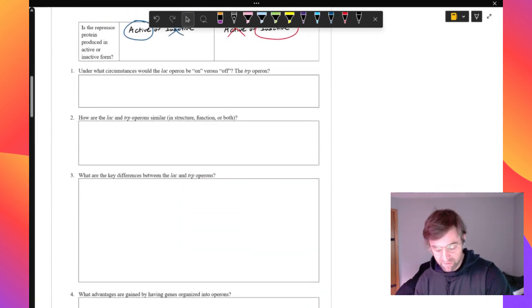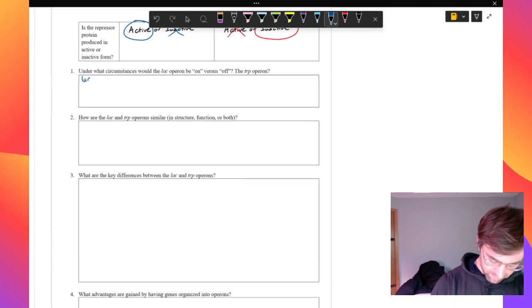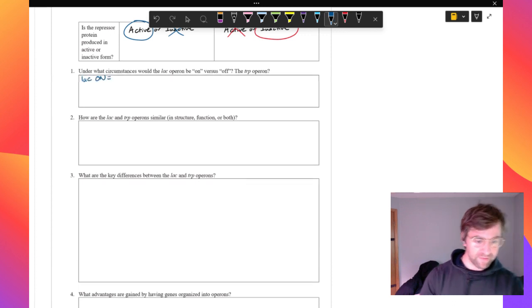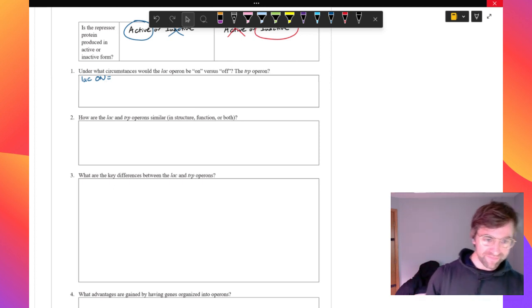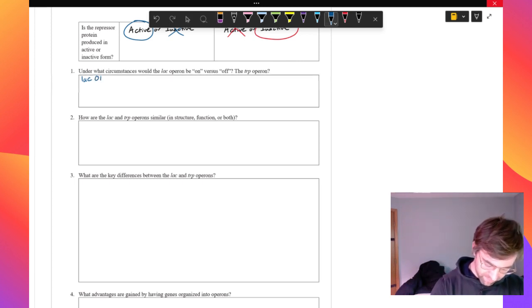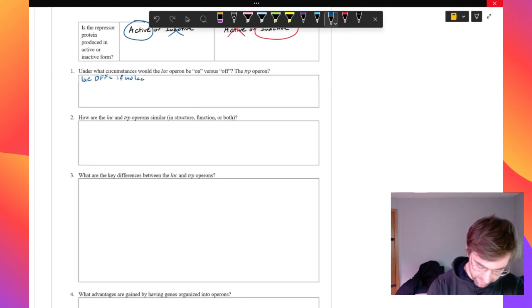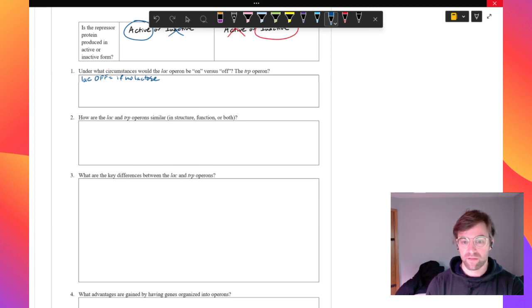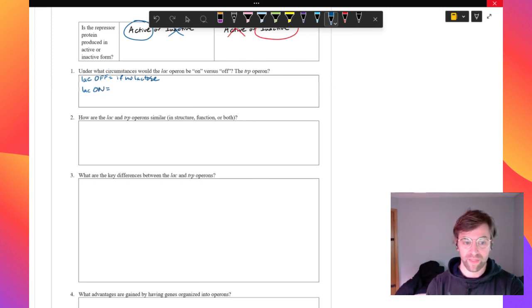Under what circumstances would the lac operon be on versus off? This is when I was getting a little ahead of myself, but this is important. The lac operon would be off. Let's start with off. Lac operon would be off when there's no lactose in the cell. Lac operon would be on when lactose is present and there's little or no glucose in the cell.